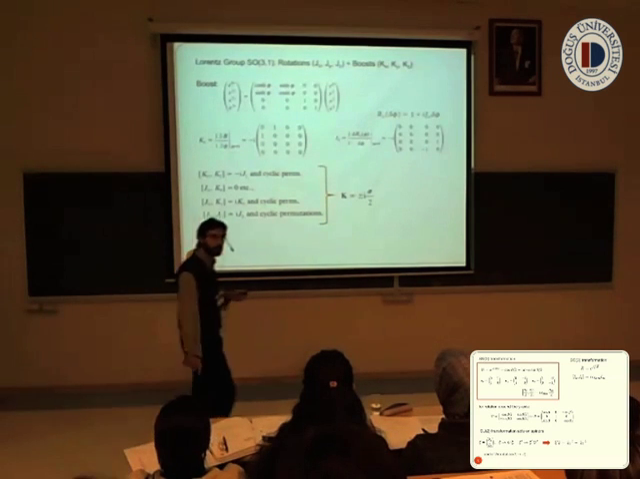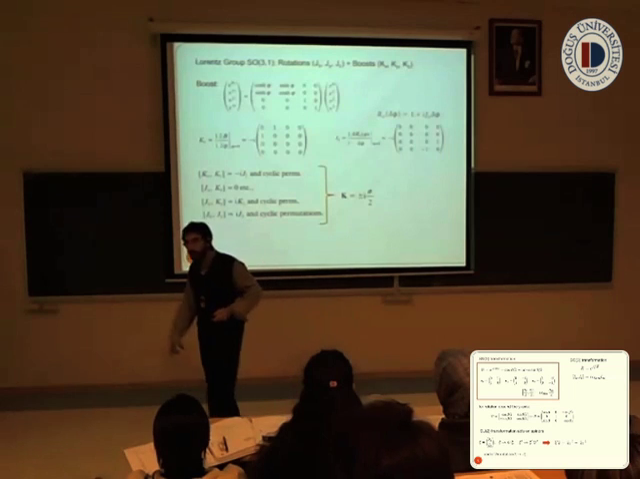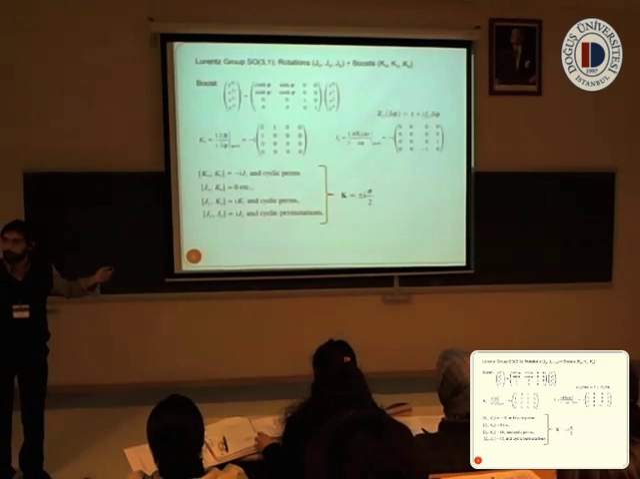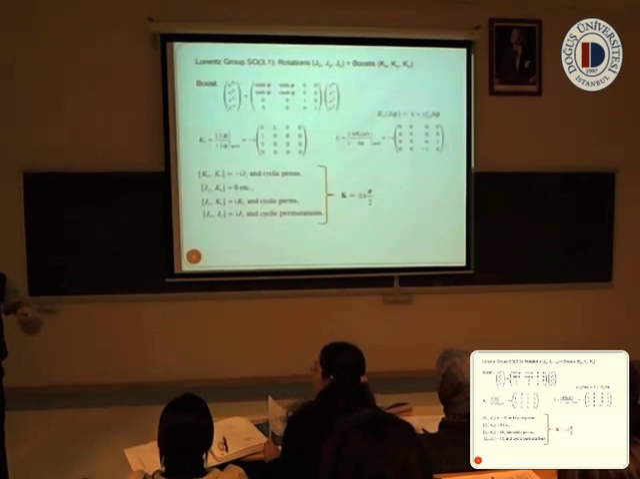Now let's come to the Lorentz group. The Lorentz group consists of 6 generators: 3 for rotations, 3 for boosts. What I wrote down in the basic concept lecture was a pure boost transformation. For rotation you have cosine and sine. For boost you have cosh and sinh.